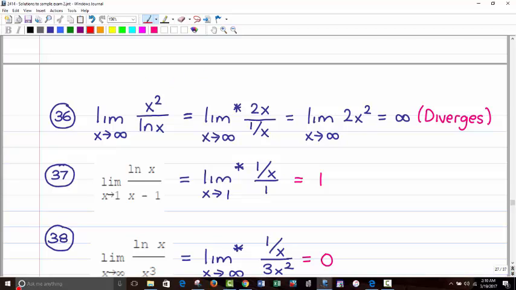Number 37. Put in 1, you're going to get 0 over 0. L'Hopital's rule, take the derivative of ln of x, which is 1 over x. The derivative of x minus 1 is 1. You put 1 in there, you're going to get 1. So that one's not too difficult.